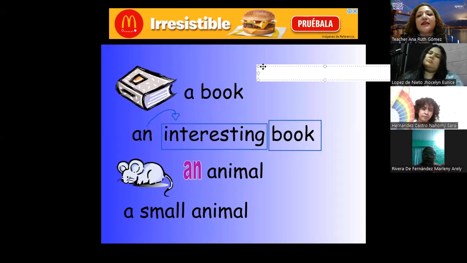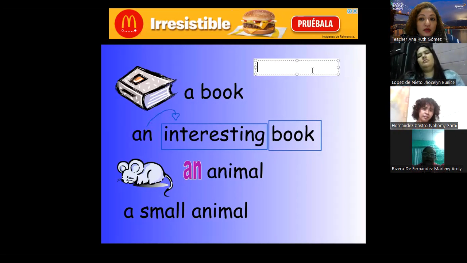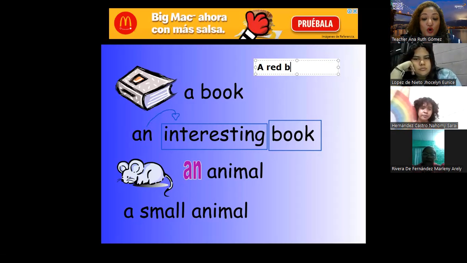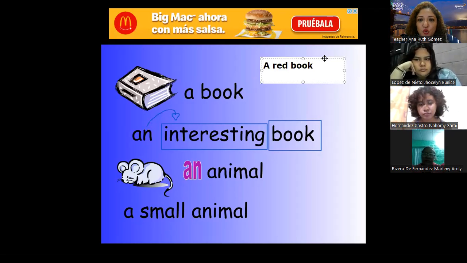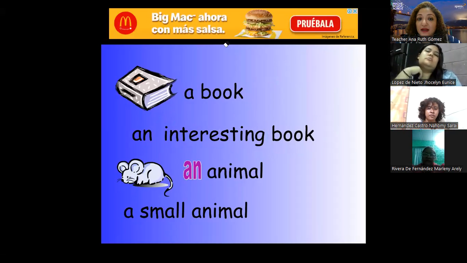How do you say in English un libro rojo? A red book. How do you say un libro rojo in English? A red book. All right, very good. A red book. And how do you say in English un libro grande? A big book. A big book. Así vamos a ir combinando. A red book. A big book. Okay, very good. A red book. What about, how do you say in English, un animal?